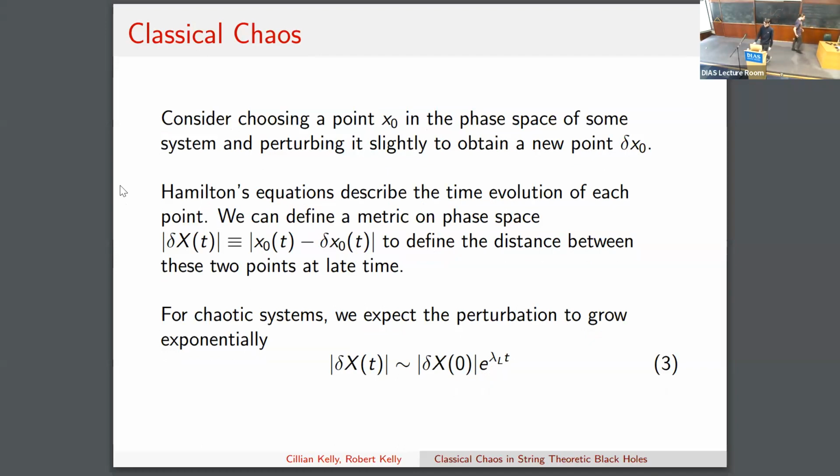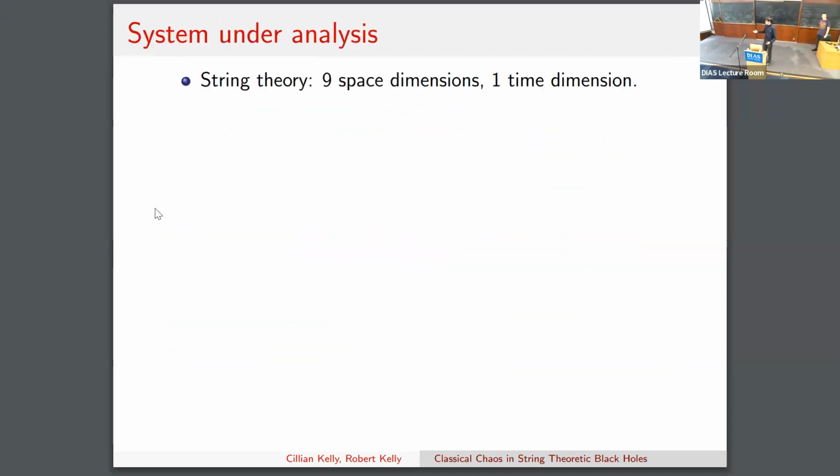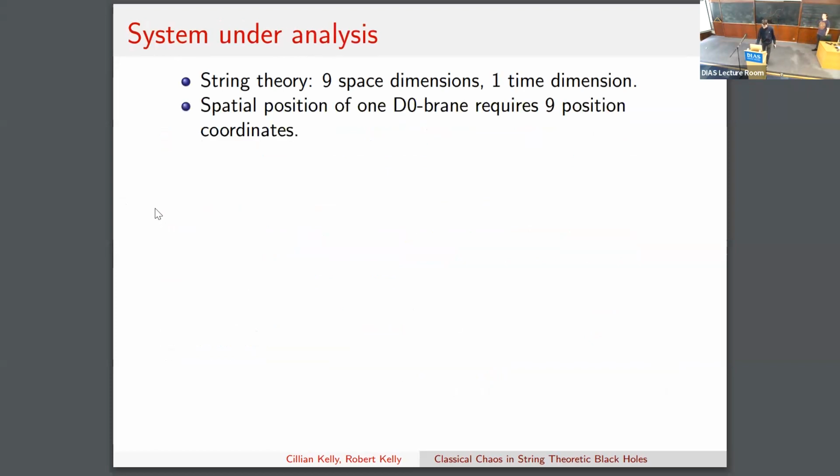Yep, thank you very much, Killian. So I'm Robert Kelly, and I'm going to talk about the system we analysed and the results we obtained. So we're working in the model of string theory, so we need 9 spatial coordinates to quantify an object in space. So if we have one D0 brane, that's 9 position coordinates.